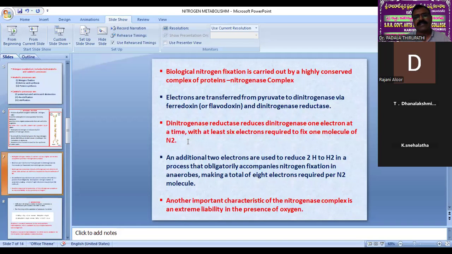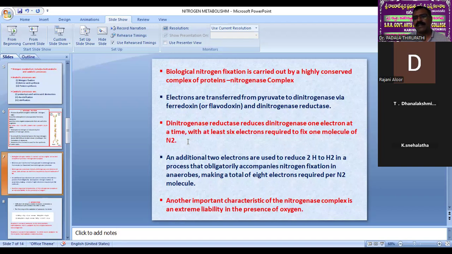Snehalata. Then the biological nitrogen fixation. Actually, biological nitrogen fixation is carried out by a highly conserved complex of proteins, the nitrogenase complex, by the prokaryotes, especially bacteria and cyanobacteria. These prokaryotic microorganisms convert atmospheric nitrogen into soil nitrogen. Why? Because this special mechanism, the nitrogenase enzyme and nif genes, are present only in prokaryotic organisms. So that's why biological nitrogen fixation involves only prokaryotes.